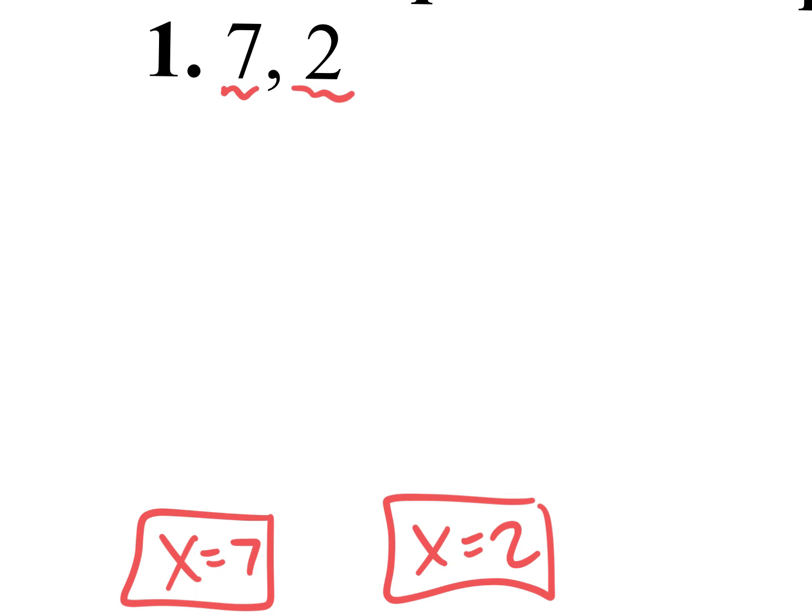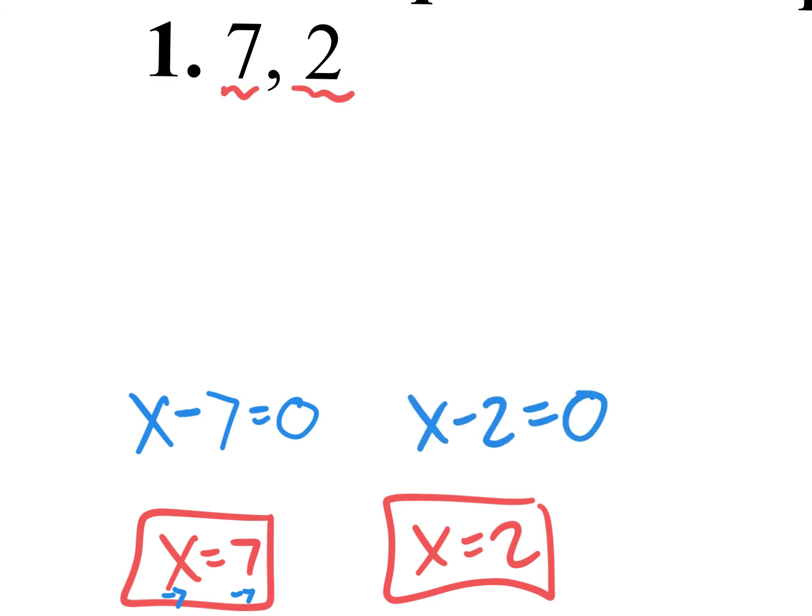Where did this answer come from? It came from a binomial that was set equal to 0. What is that binomial that's set equal to 0? X minus 7, right? Even if you were to move the 7 over here, you'd end up with x minus 7 equals 0. And how about the other answer, x equals 2? Where did it come from? X minus 2 equals 0, right? So it's kind of like having your answers and working backwards till you get to the quadratic equation.